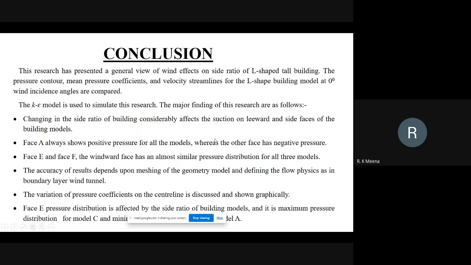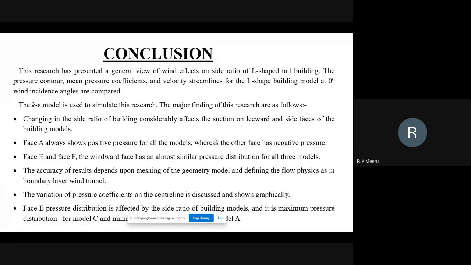Now we can conclude that the whole study is carried out using the K epsilon model, because the majority of the research is done using the K epsilon model, as it gives good results far away from the boundary. We have concluded the following major findings: the change in the side ratio of the building affects the suction on the leeward side and side faces of the building model. Phase A always shows positive pressure for all the models, and the other faces have negative pressure, meaning they are affected by suction.